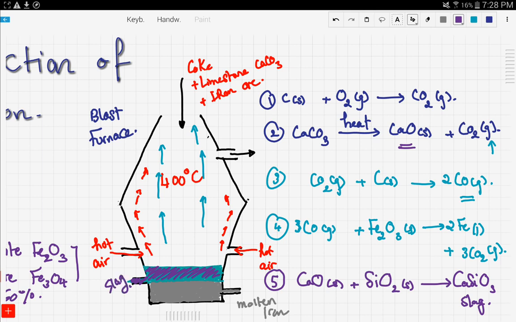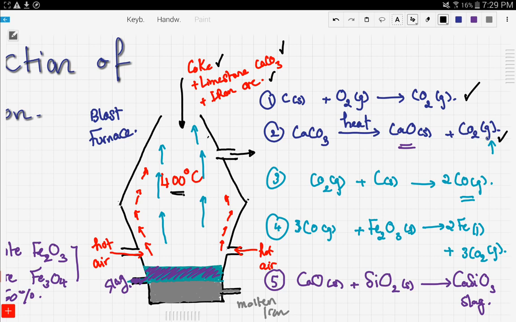Well, let's go over this again. I know it was a bit messy, but let's go over it again. Well, we said that iron is extracted from its oxide ores, like magnetite and hematite. In this case, we use a blast furnace at 400 degrees Celsius, and we add coke, limestone, and the iron ore. What happens is the first reaction that occurs, the coke reacts with oxygen to give carbon dioxide. Then, the limestone thermally decomposes to give calcium oxide and carbon dioxide gas.